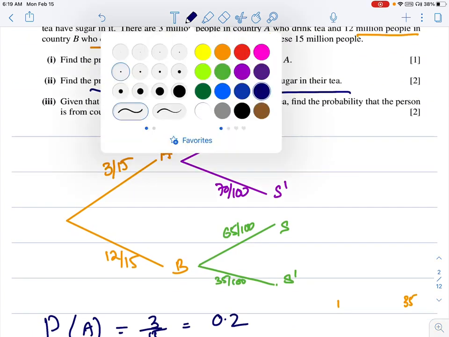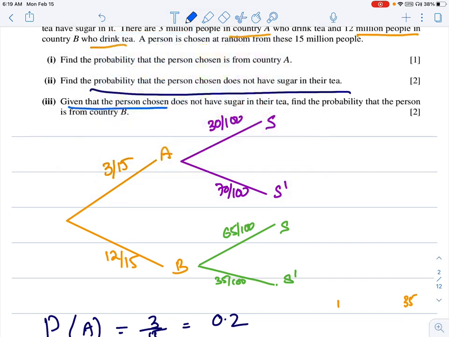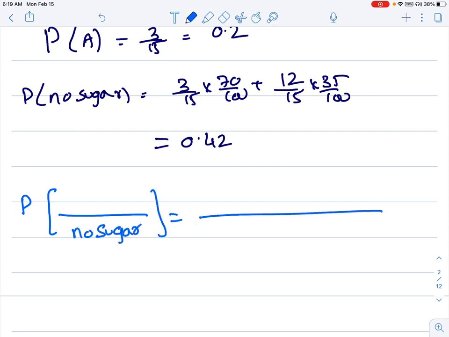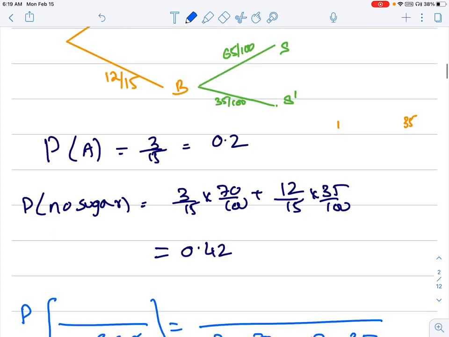Next, given that he does not have sugar in tea. Given that. So whenever it is a given that, write it in the denominator. No sugar. That one. So 3 upon 15 times 70 upon 100 plus 12 upon 15 times 35 upon 100. A part of it goes to the numerator.